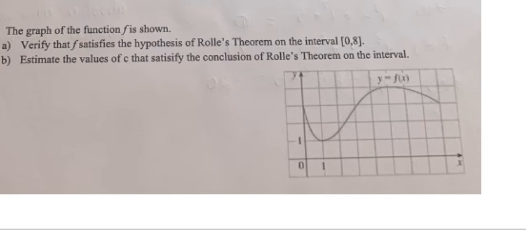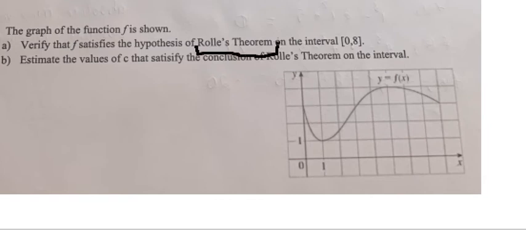The topic today is about Rolle's theorem. So now I will show you how to answer. Verify that f satisfies the hypothesis of Rolle's theorem on the interval from 0 to a. So now I will show you how to answer.